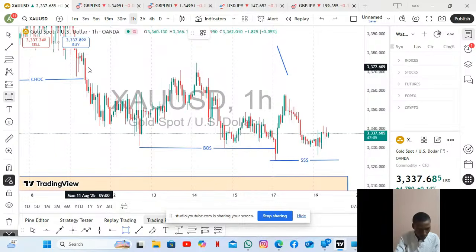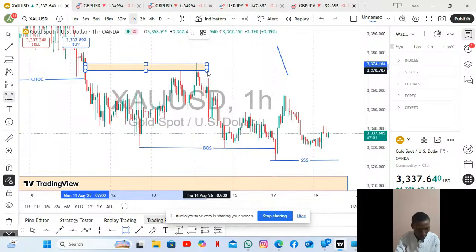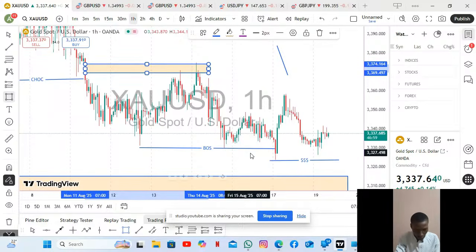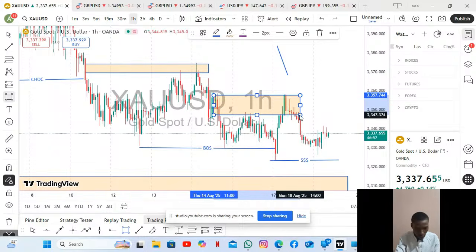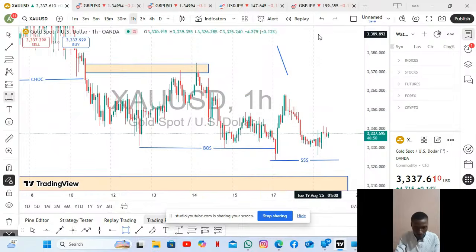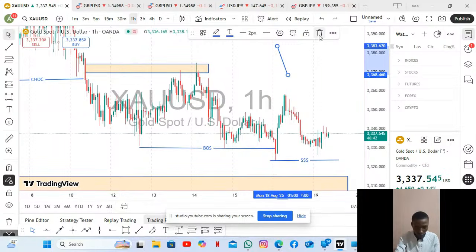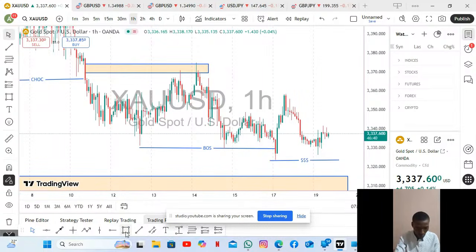This is where we have a good fair value gap, and price has come to retest it, and it came down. So when price came here again, price actually came to test this supply zone, and it has done that. So it means at this point now, what we are just waiting for is for price to sweep this liquidity.